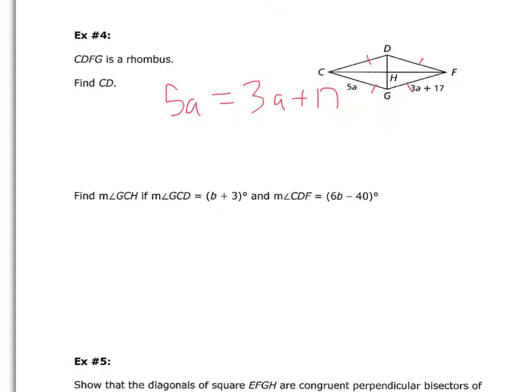Okay, so let's go ahead and solve. We subtract 3A on both sides. That gives us 2A equals 17. And of course, if we divide each side by 2, that would give us A equals 8.5.